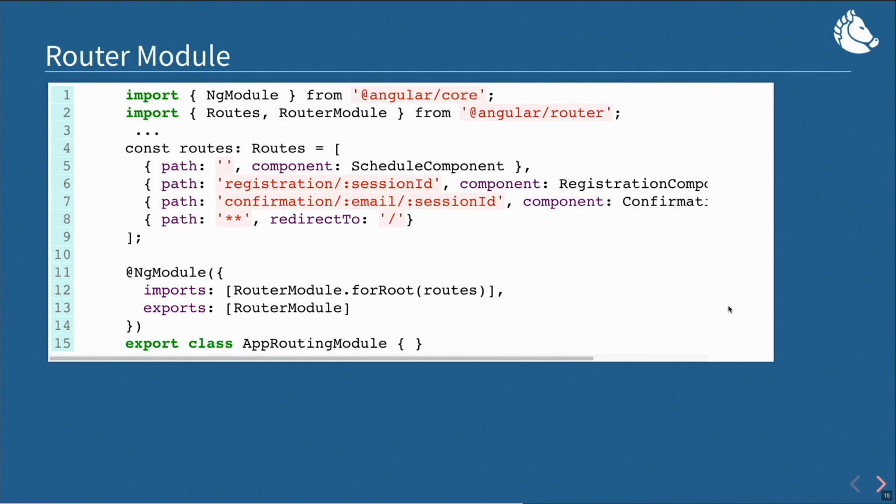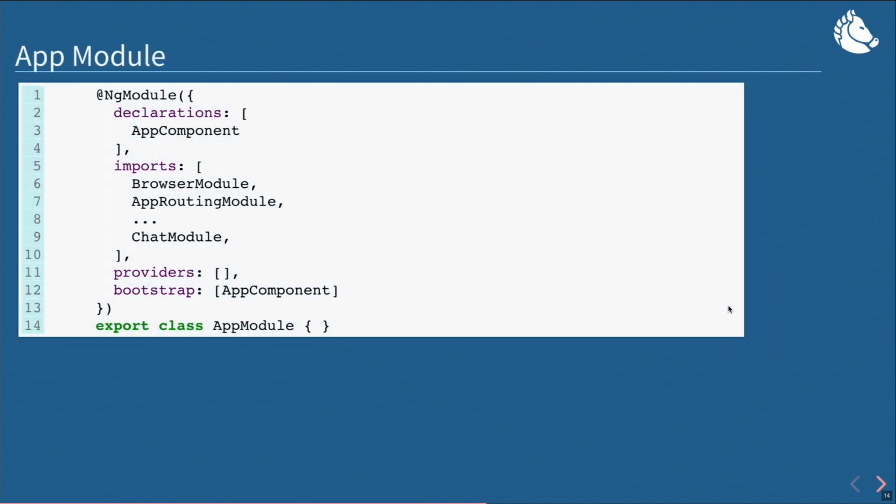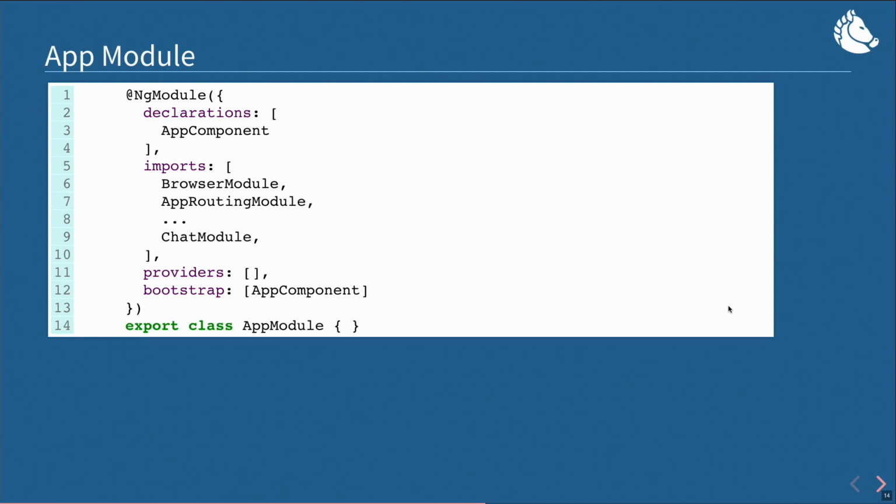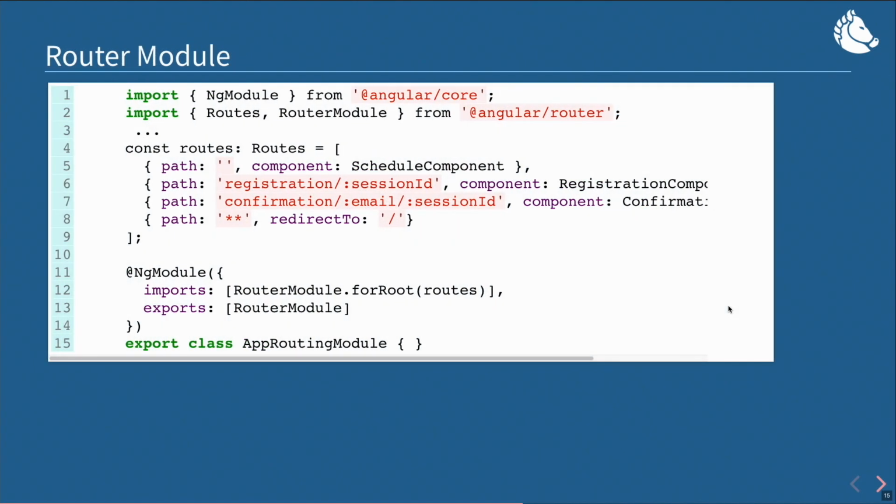Again, we have a module decorator with the imports and exports, and then the ES 2015 export of the module. And if we go back here, you can see that we had imported that app routing module into the app module. So that makes those routes available everywhere in the app.